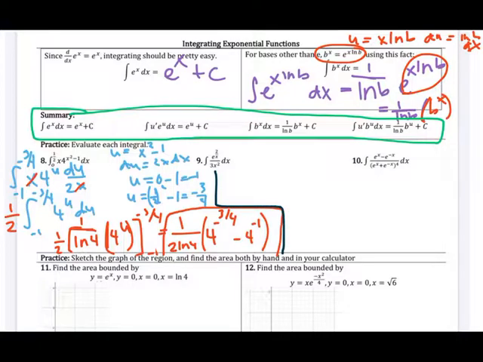Looking at 9 and 10, we are going to have to make sure we have a plus c because those are indefinite integrals and they do not have bounds. So let's look at number 9. Again, I'm going to use u substitution. I'm going to let u equal 2x to the negative 1, which is the same thing as 2 over x. That means that du is going to equal negative 2x to the negative 2nd power dx, which means that dx is going to equal du times x squared over negative 2.